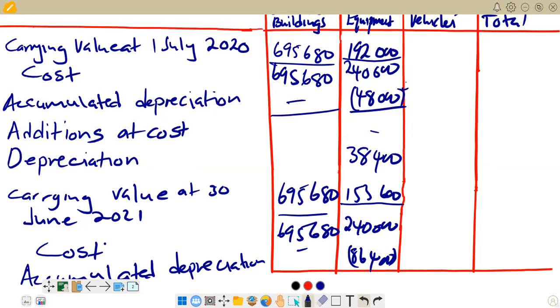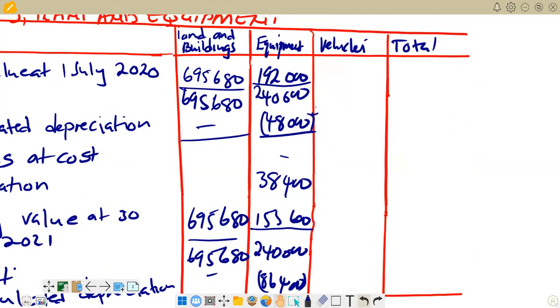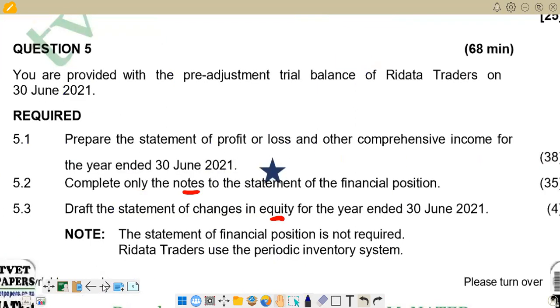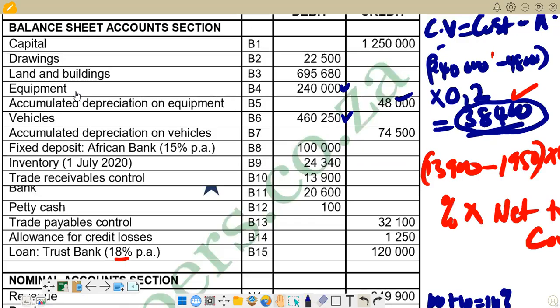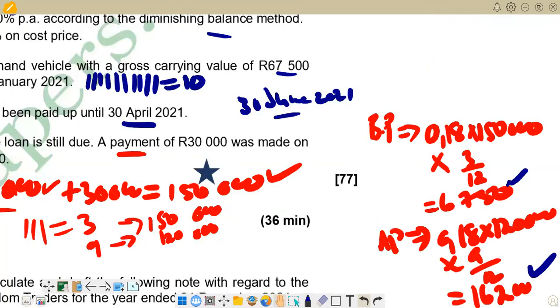For the vehicles, that's when we have got an addition that took place. But at the beginning, we are just going to take what we have in the list of balances. If you come here for vehicles, remember we said this figure that we are given, 462,250, was including that figure for additions, which was for vehicles, which was 67,500. Remember, there was a vehicle that was purchased. So if you come here, that's where we got information of the vehicle that was purchased.